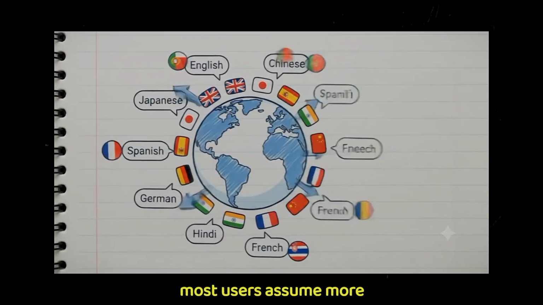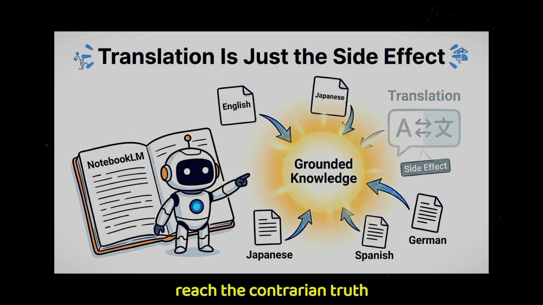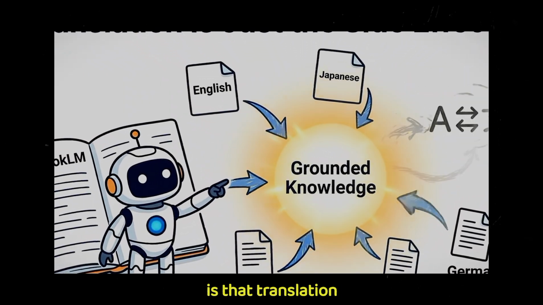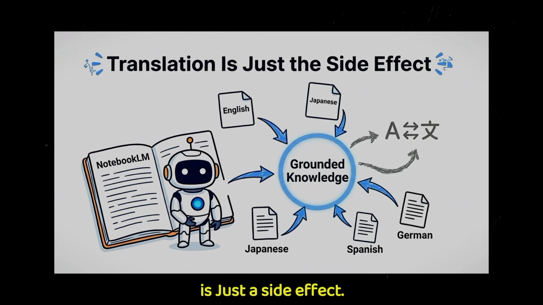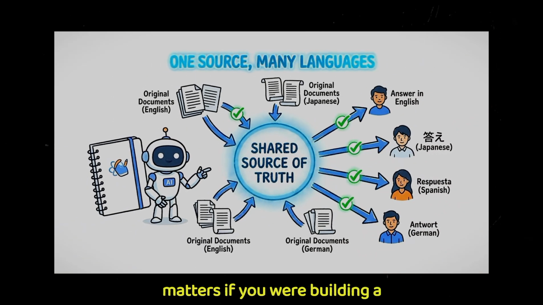Most users assume more languages just means better reach. The contrarian truth is that translation is just a side effect. The shared source of truth is the actual feature that matters.